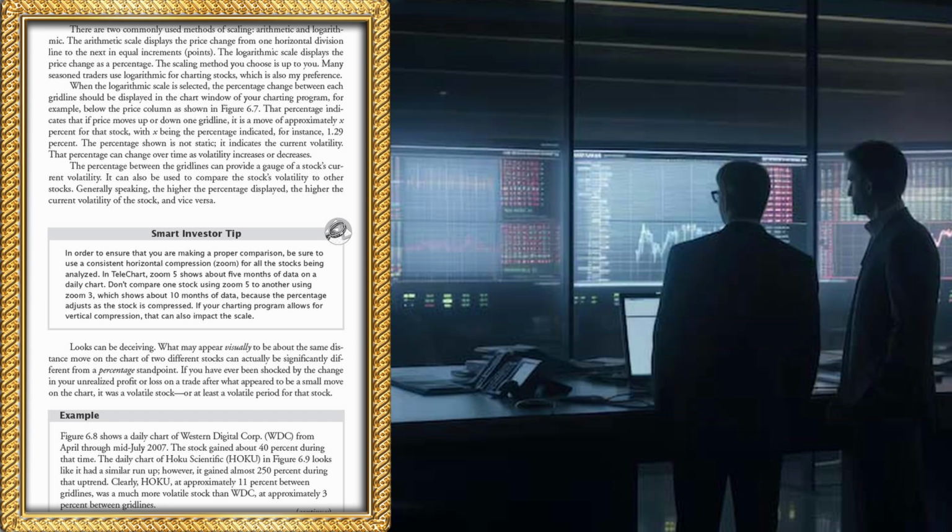The percentage between the grid lines can provide a gauge of a stock's current volatility. It can also be used to compare the stock's volatility to other stocks. Generally speaking, the higher the percentage displayed, the higher the current volatility of the stock, and vice versa.